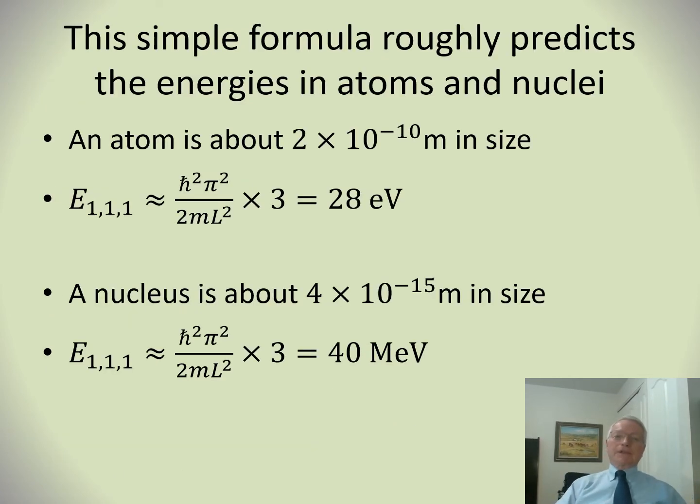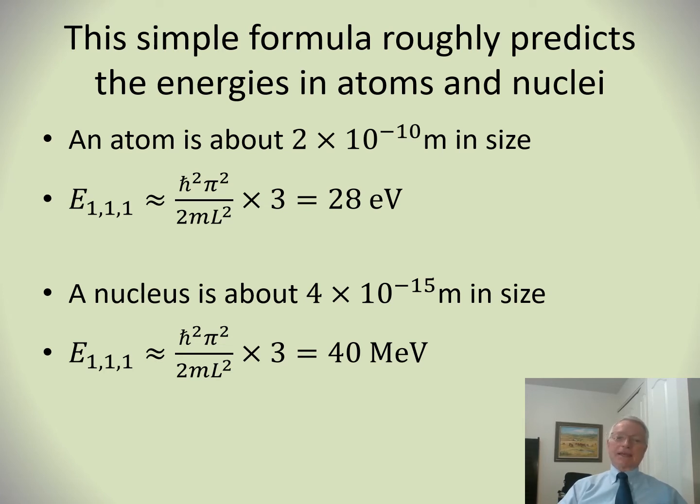Well, this simple formula roughly predicts the energies that electrons and protons and neutrons have in the regions that they're confined to. So an electron is confined to a region about 2 times 10 to the minus 10 meters wide. If you just use this simple particle in a box formula, which isn't right, and put 111 in it, it predicts that you have an energy of 28 eV. You get EV-sized energies, which is right for atoms. That's how big the energy levels are.